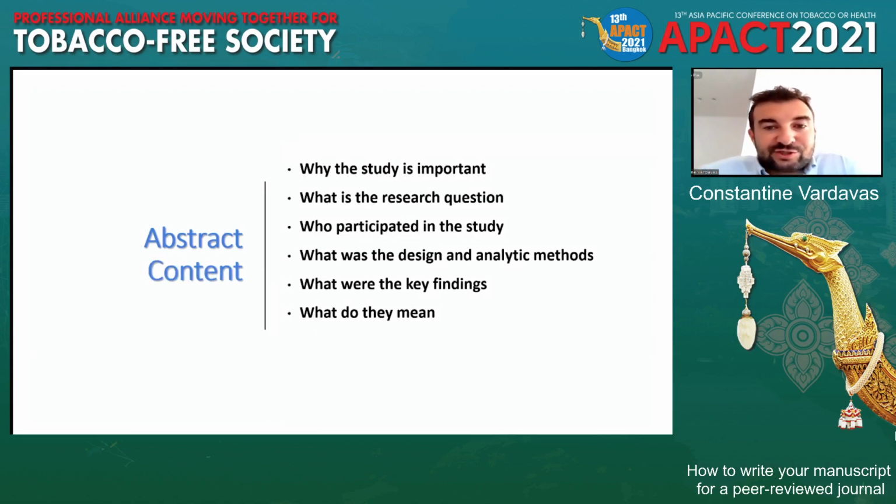The abstract should cover 6 points. Why the study is important, what is the research question, who participated in the study, what's the study design and the analytical methods, what were the key findings, and what do they mean. These are the 6 bullet points that you want to cover in an abstract. A correct abstract has these 6 bullet points.